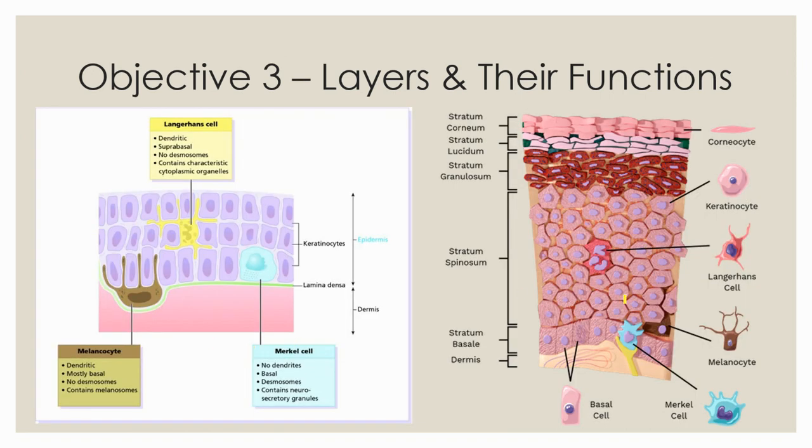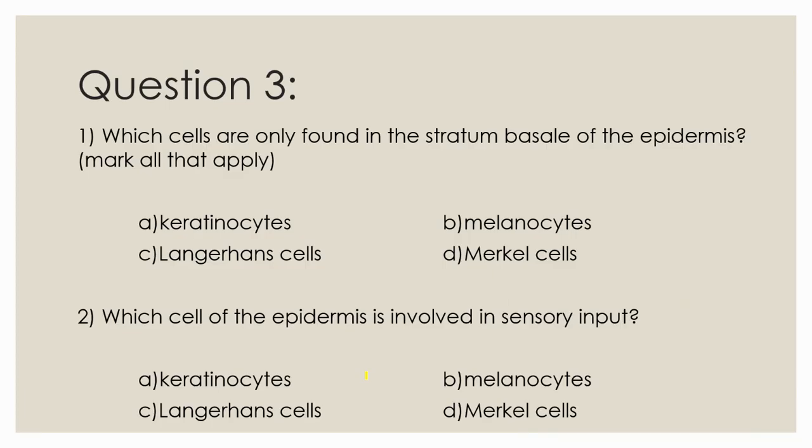So this is just a couple more images to show you the different cells that you can find in the epidermal layers. You need to be familiar with the cells and their functions. Which cells are only found in the stratum basale? There were 2: the melanocytes that produce melanin, and the Merkel cells that are touch receptors. The A and C are both going to be present in the other layers as well.